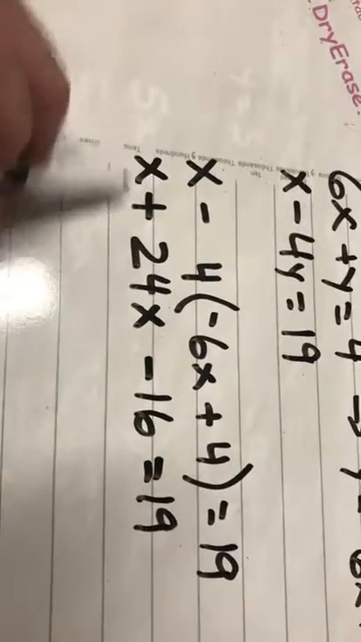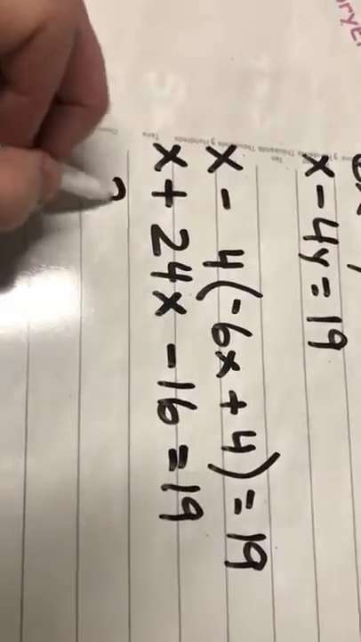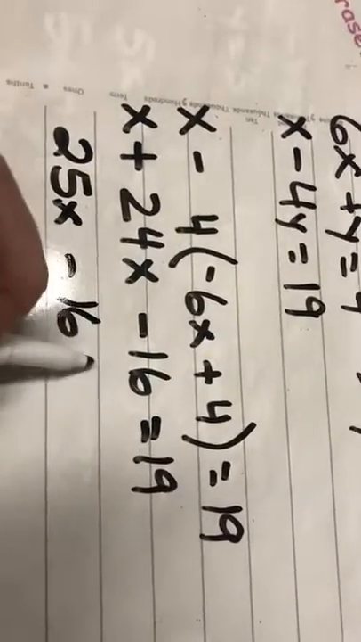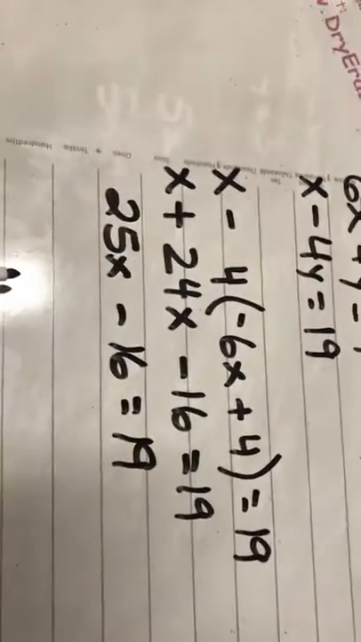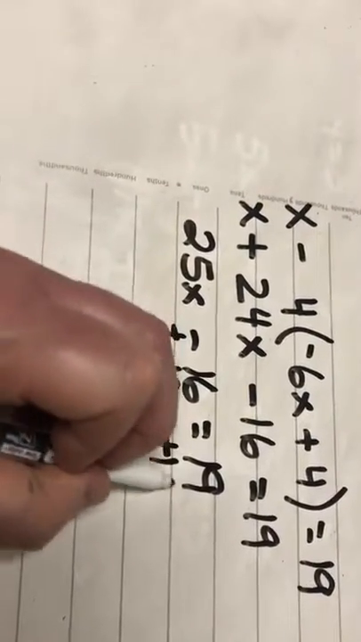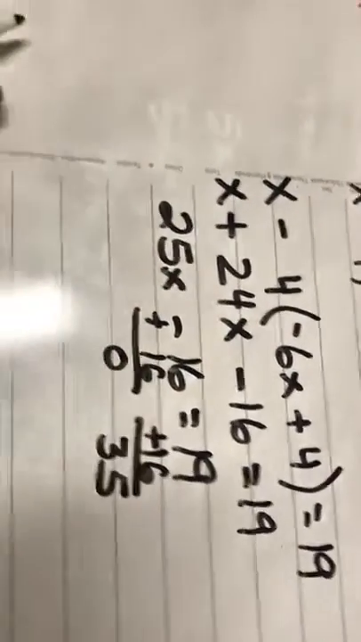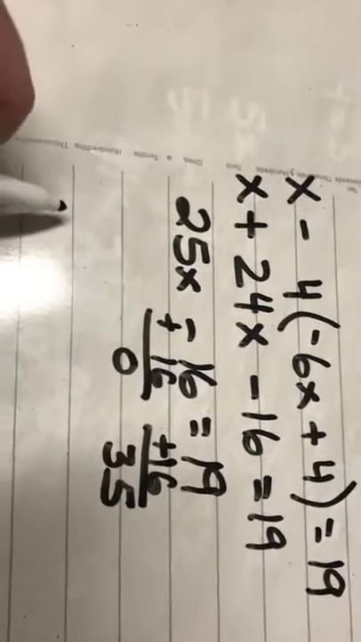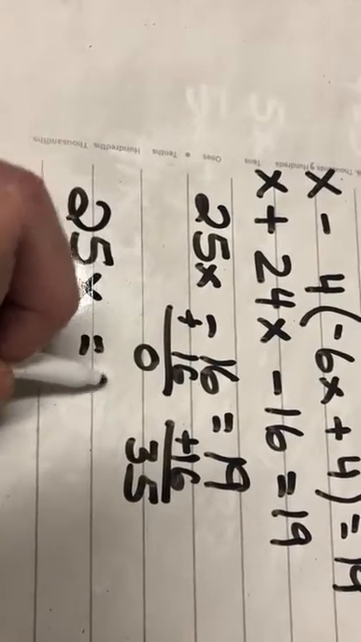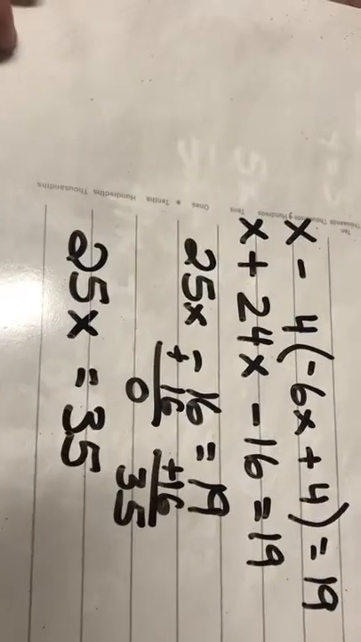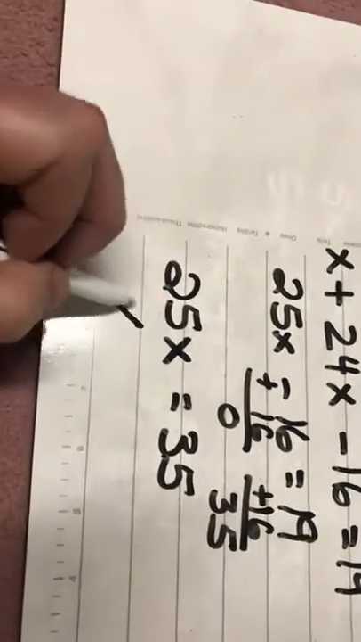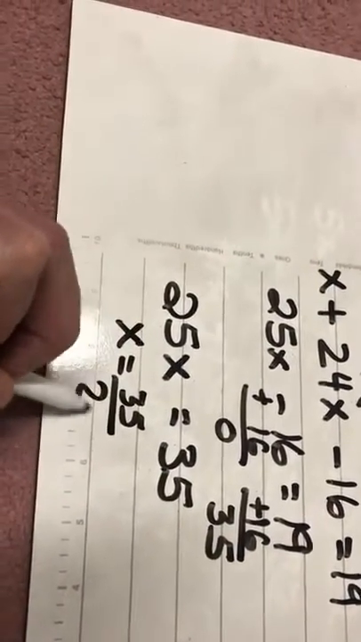All right? Now I'm going to combine like terms. X plus 24x makes 25x. We don't ever put the 1 there, but we know that's a 1. Minus 16 equals 19. All right, well, I'm going to add 16 to both sides. That's going to give me 0. I'm going to add 16 to both sides. That's going to give me 35. All right, and so then that's going to be 25x equals 35. So basically, I'm now left with x equals 35 divided by 25.